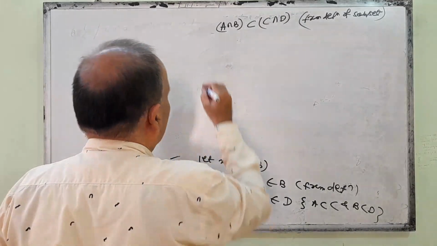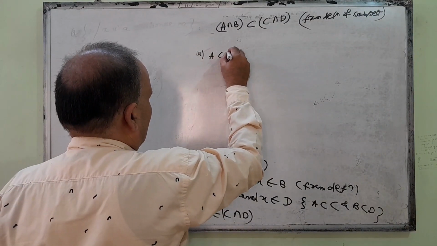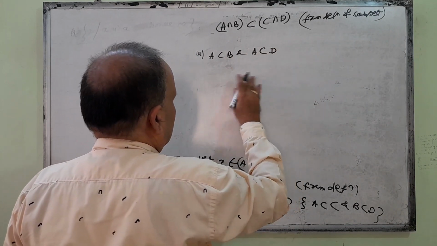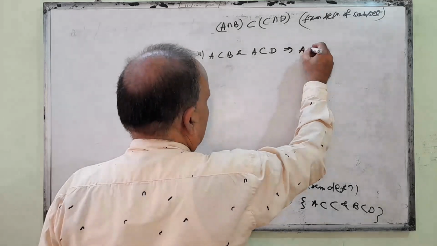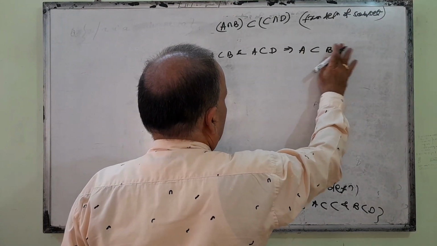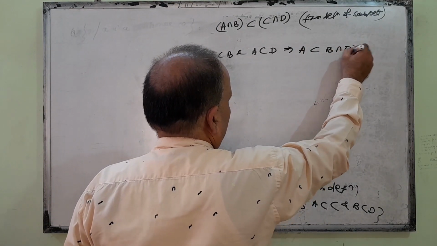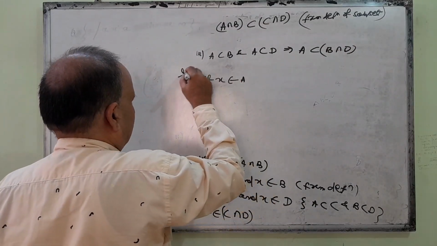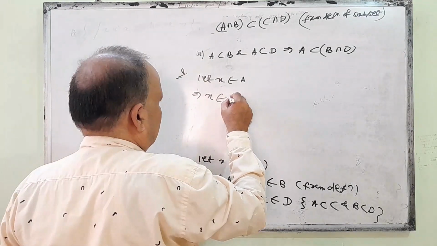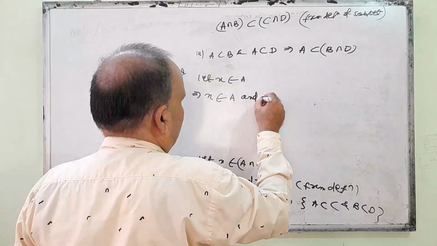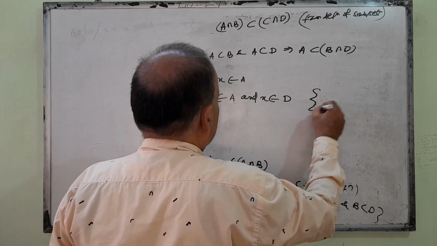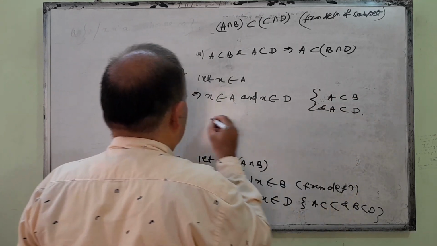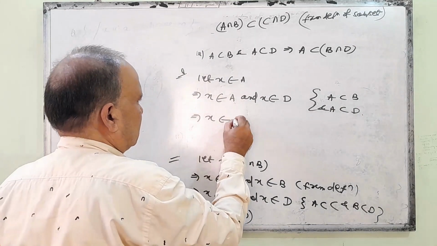Next, third property. The third property is: A is the subset of B and A is the subset of D implies that A is the subset of B intersection D. Let X belongs to A. Proof, you see. This implies that X belongs to B and also X belongs to D because A is the subset of B and A is the subset of D.